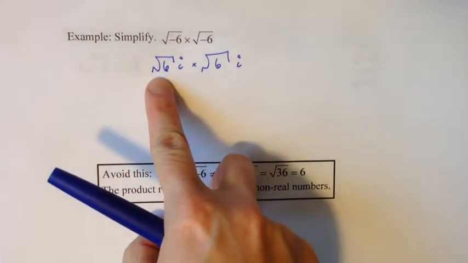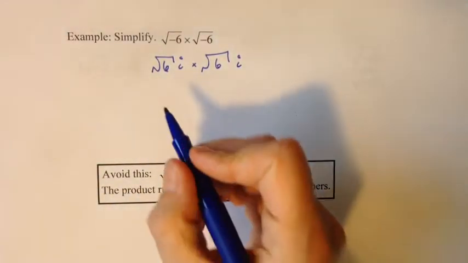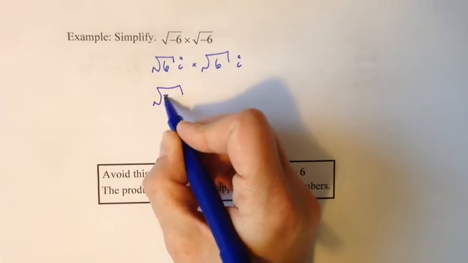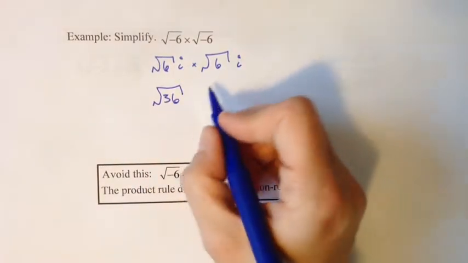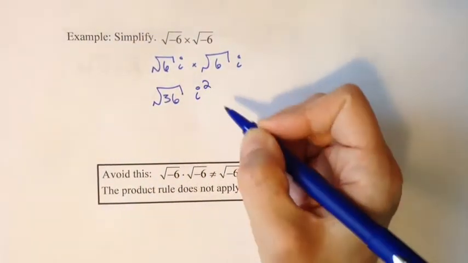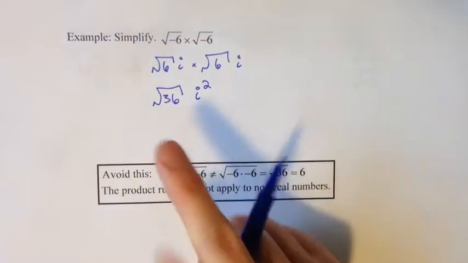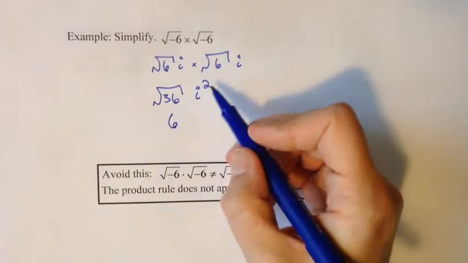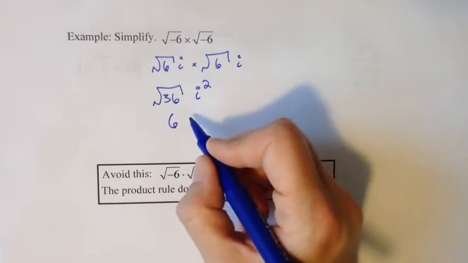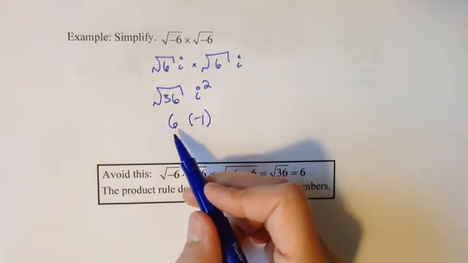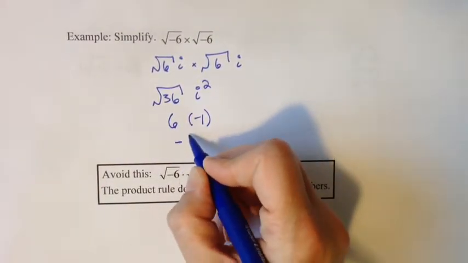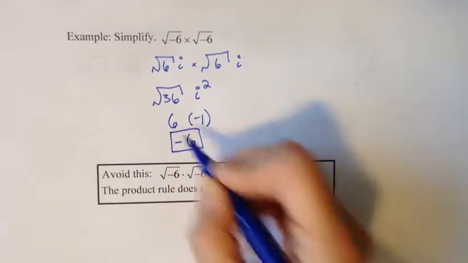The square root of 6 times the square root of 6 is the square root of 36. And i times i is i squared. Now, the square root of 36 is just 6. And remember that i squared is negative 1. So now I have 6 times negative 1, which is negative 6. And that's my answer here.